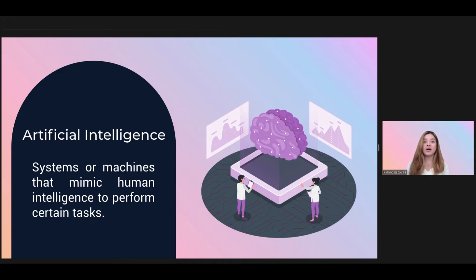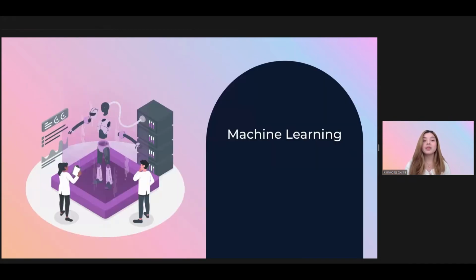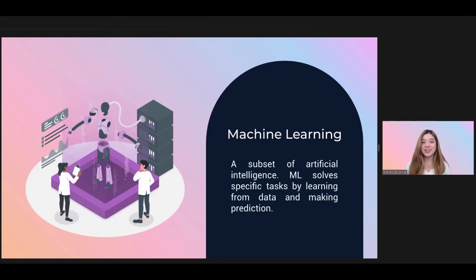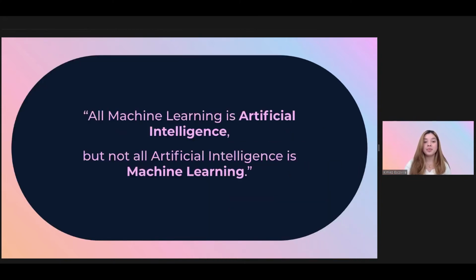Before we move on, let's clear the air and take a look at the difference between artificial intelligence and machine learning, since these two terms are often used interchangeably. Artificial intelligence solves tasks that require human intelligence, while machine learning is a subset of artificial intelligence. ML solves specific tasks by learning from data and making predictions. This means that machine learning is artificial intelligence, but not all artificial intelligence is machine learning.